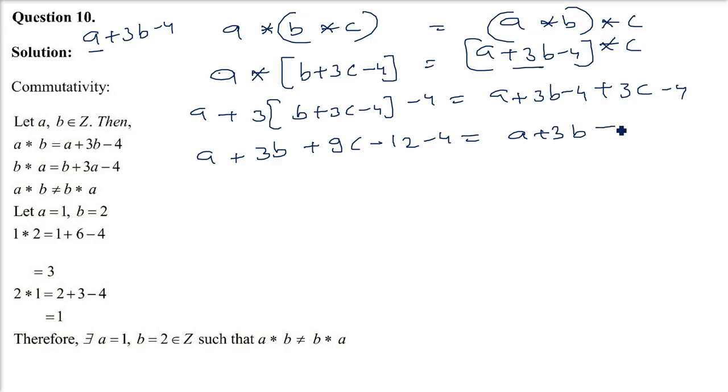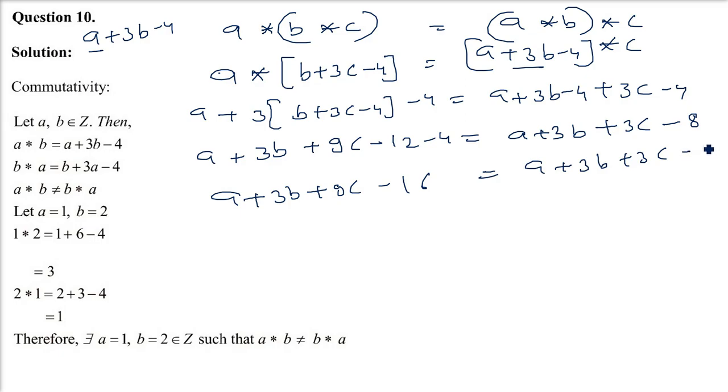A plus 3b plus 9c minus 16, and we have a plus 3b plus 3c minus 8. So what all are equal, just cancel them out. What do you get? 9c minus 16 equals 3c minus 8. So what do you see here? They are not equal. Or you can find out the value of c from here, and prove that c doesn't belong to Z. But still you can see very well, you can put any value of c and finalize it.